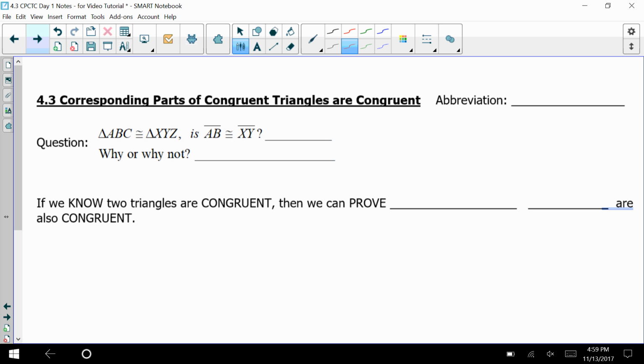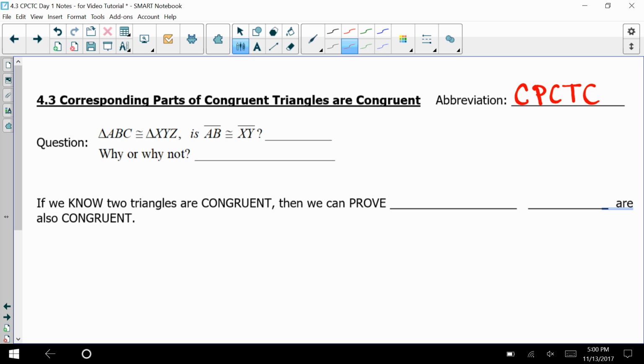Okay, so here we are. 4.3, corresponding parts of congruent triangles are congruent. So that abbreviation we looked at last week was CPCTC. Make sure you know what that means. It's important to know what that means. So we've been trying to prove triangles congruent. We've been proving triangles congruent through side, side, side, side, angle, side, angle, right hypotenuse leg, and angle, angle, side.